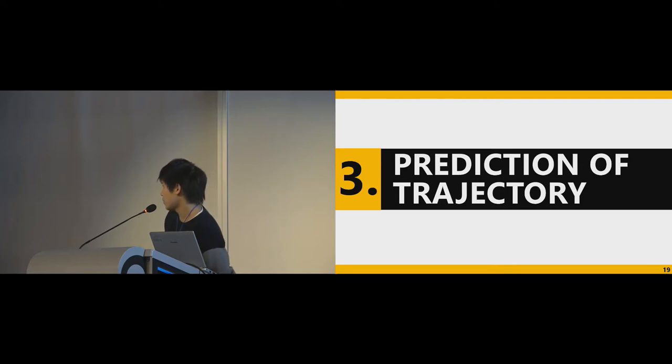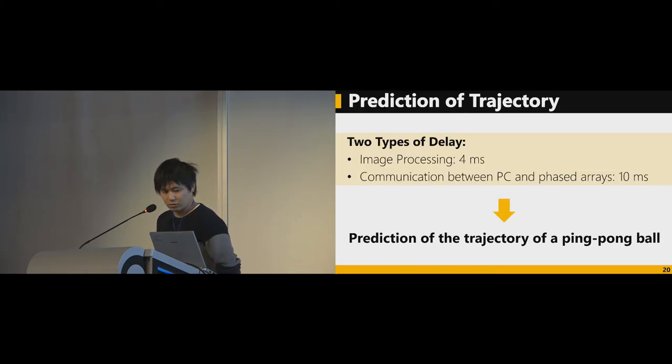Thirdly, I talk about the prediction of trajectory. There are two types of delay in the realistic Hopping-Pong situation. The first delay is image processing delay, which is about 4 milliseconds. The second delay is communication between the PC and the phased array. This delay is about 10 milliseconds. Therefore, prediction of the trajectory of a ping-pong ball is necessary.